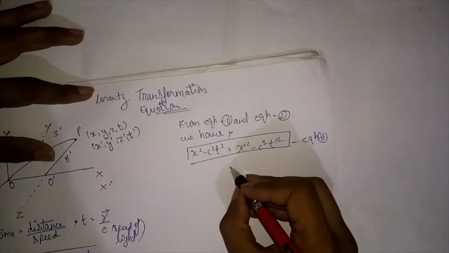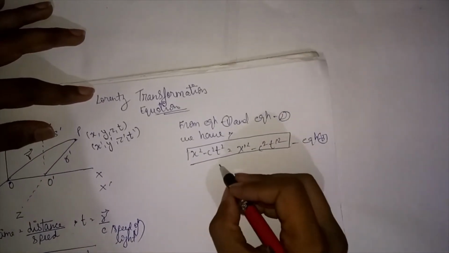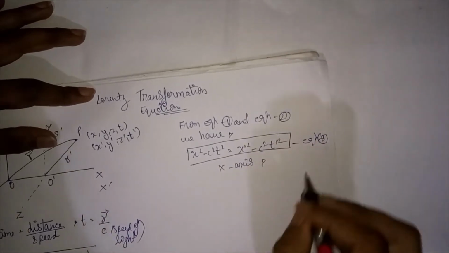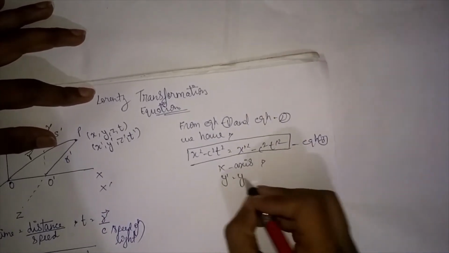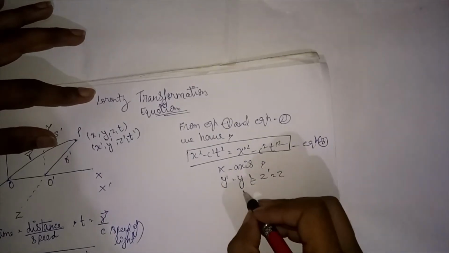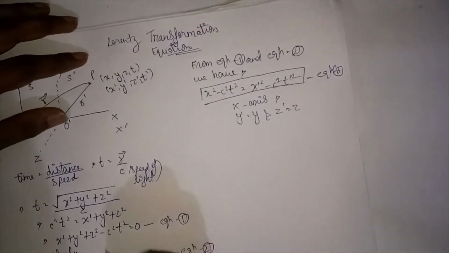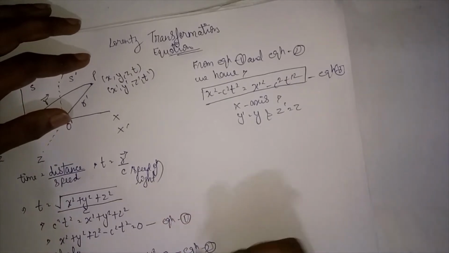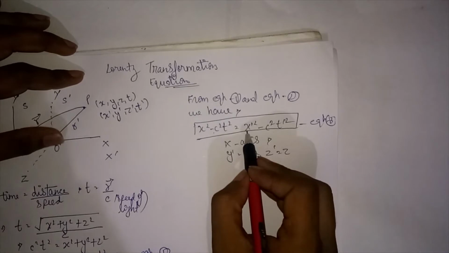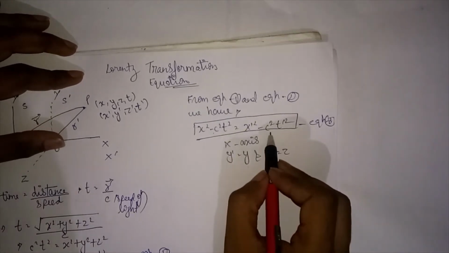Because we are working in the x axis, y dash equals y and z dash equals z, and that's why they cancel out each other in equations number 1 and 2, and we are left with x square minus c square t square equals x dash square minus c square t dash square.